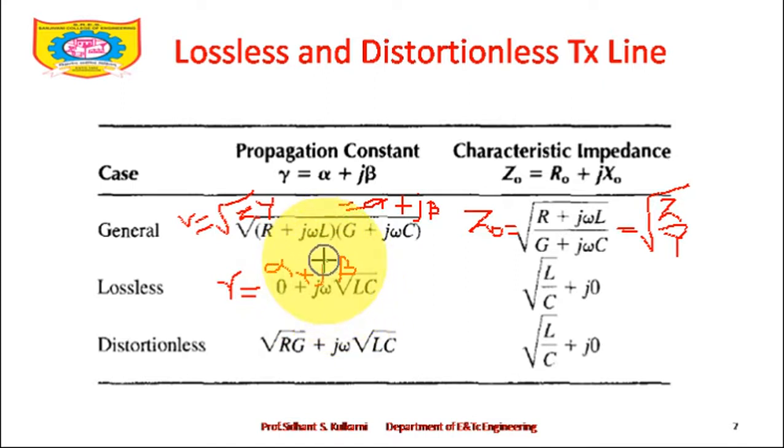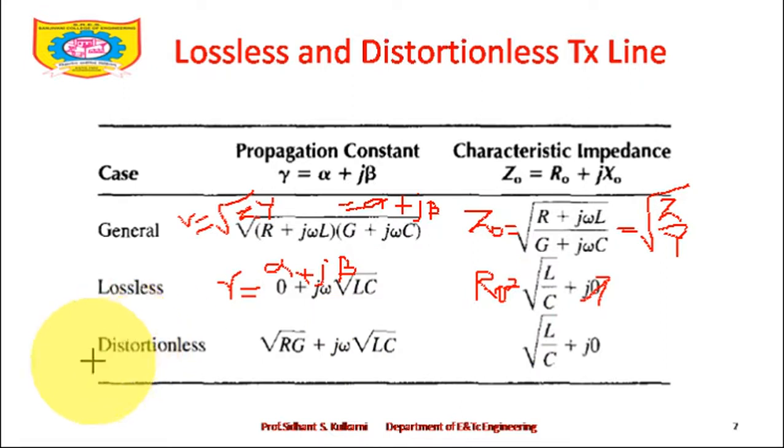So if I compare the right hand side equation, beta is equal to omega root LC. And if I try to calculate Z0, which has now become a real entity, I can represent it directly with R0. So R0 is equal to under root of L by C plus j0. We don't have any imaginary part for the characteristic impedance, and that's why instead of representing it with the impedance Z0, I am representing it directly with the resistance R0.